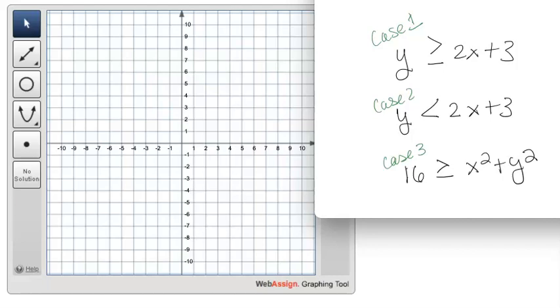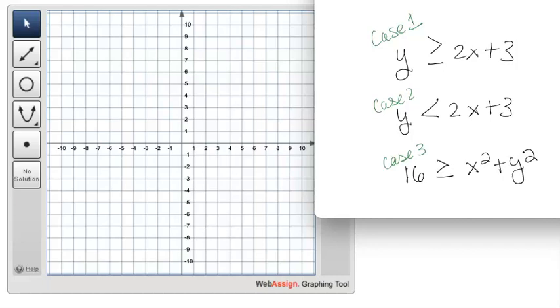And case 3 will give you a circle. How do I know that? Hopefully we all know that. This is going to be x squared plus y squared. Those 2 squares let me know that I have a circle. The 16 on the right is our radius squared. Let's take a look at how we graph that.